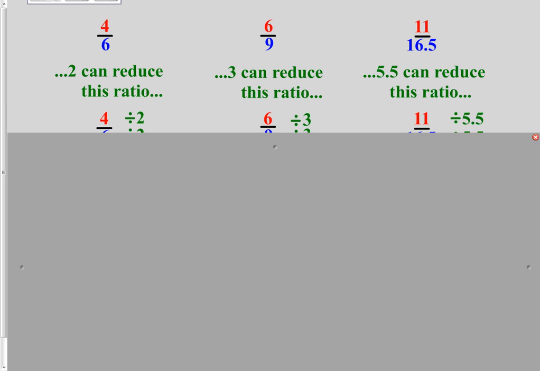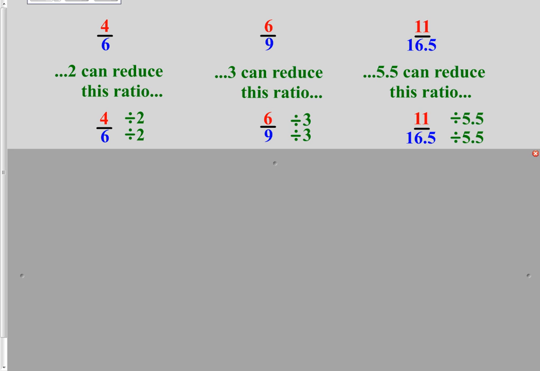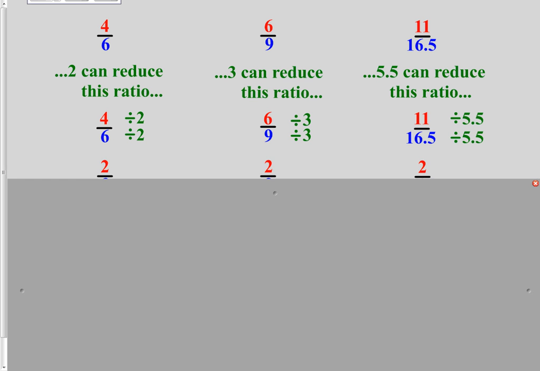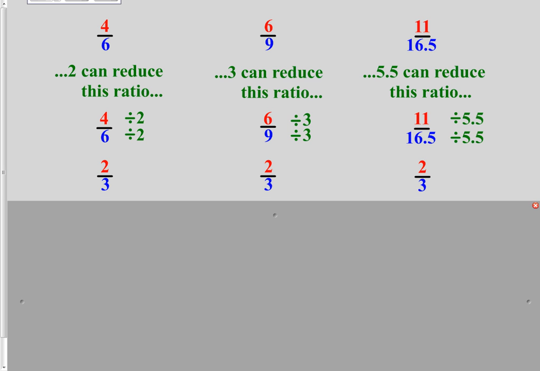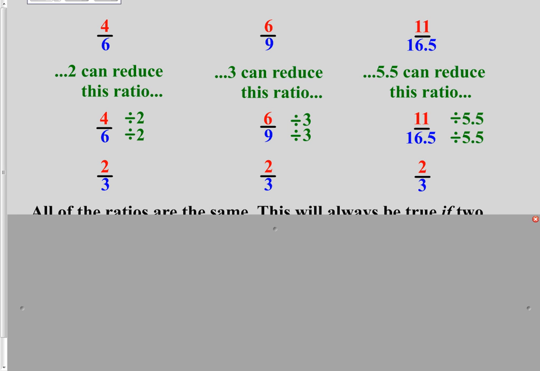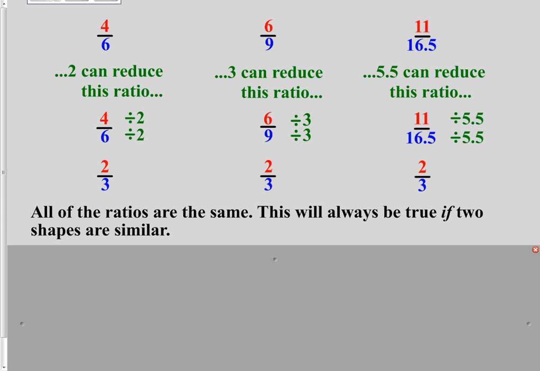So that's what we're going to do. We're actually going to reduce these by the values that we have determined. And the resulting ratios coming out of these three reductions is what is so interesting. Clearly, all of the ratios have come out the same.